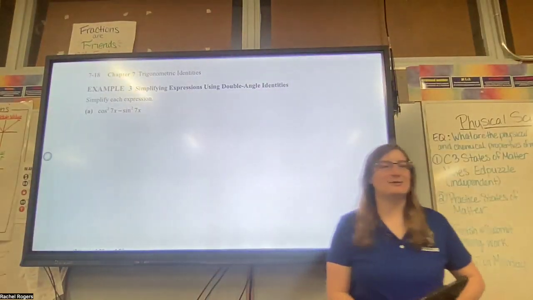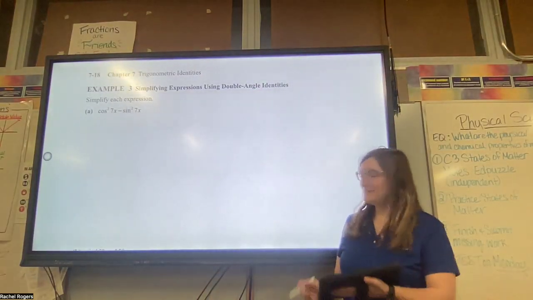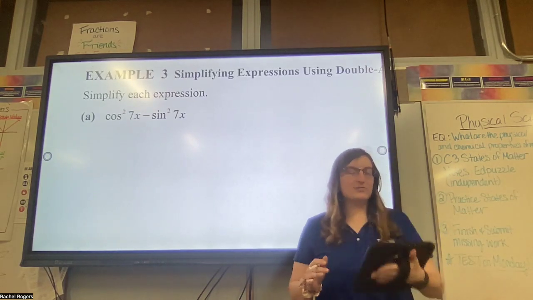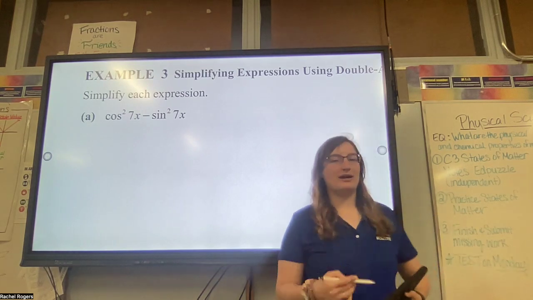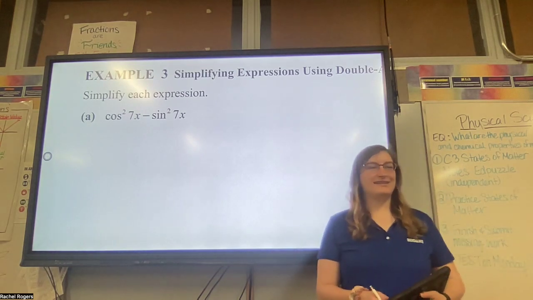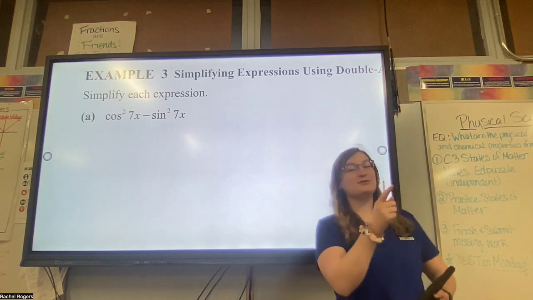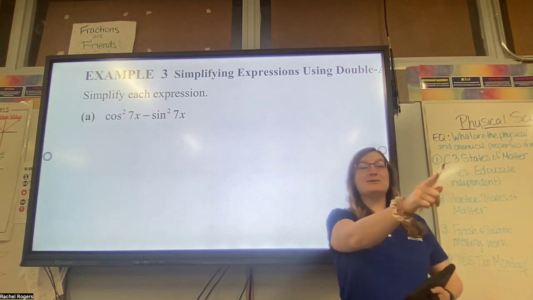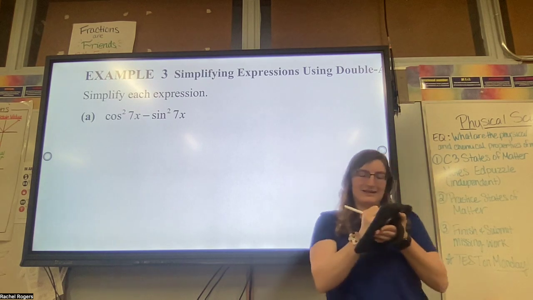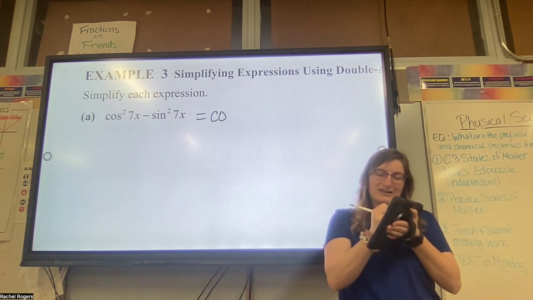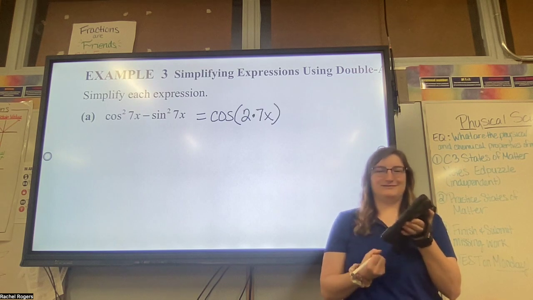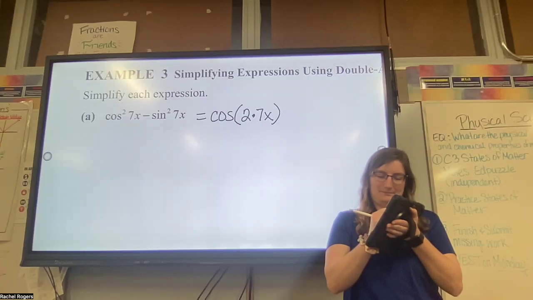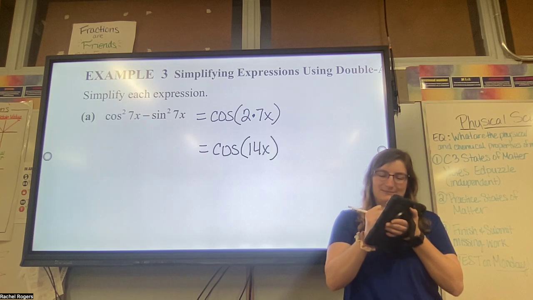Put your hats on for this one. So we want to simplify each expression. Cosine squared of 7x minus sine squared of 7x. What does that look like? Pythagorean? No, it's plus. If it was plus, it would be equals 1. It is one of our double angle identities for cosine, right? This is like the cosine of 2 times your angle. So cosine of 14x.